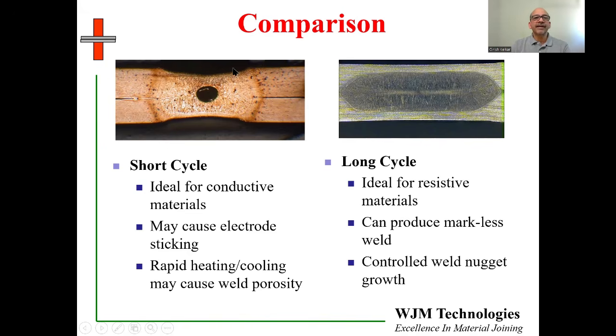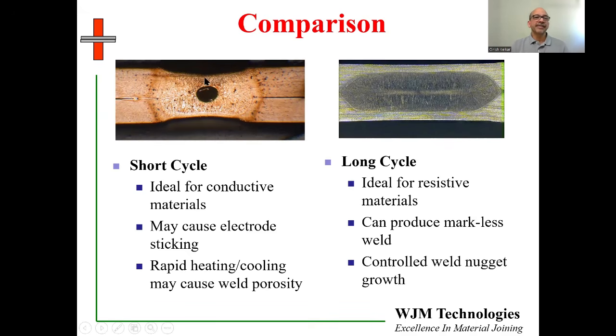Because the entire thickness of the welding stack has become so soft, the welding force applied by the electrodes causes an indent on the surfaces. So we can see an indent on the top surface, an indent on the bottom surface. And we are also seeing a porosity in the middle of the weld. Now, this porosity is from rapid heating and cooling, and it is not from contamination.